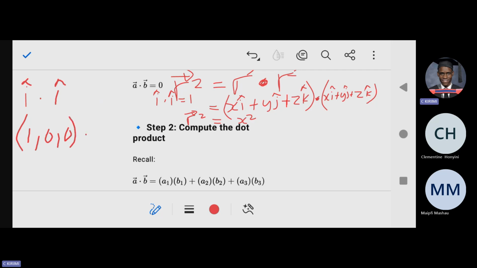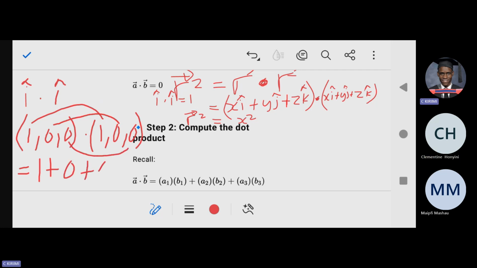Then you dot it with i again, (1, 0, 0). That is the unit vector. So it's going to be 1 times 1. What are you going to get? Equals 1. And plus 0 times 0, you get 0. Plus 0 times 0, you get 0. So the answer is equal to 1. Yes. So you do the same for i, j, and k. So in other words, i dot i in general is just equal to 1. So that's what we mean.